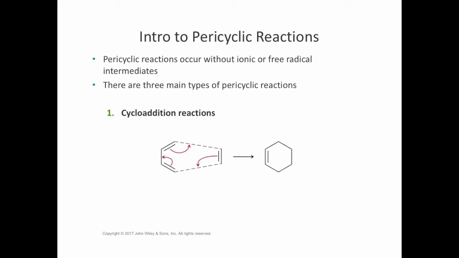This video discusses pericyclic reactions, which are reactions that occur through a cyclic transition state without ionic or free radical intermediates. And there are three main types. The first is the cycloaddition reaction. In this reaction, you're forming a ring, and you're forming two new sigma bonds and breaking two pi bonds. So here are the two new sigma bonds that you formed, and you lost two of the three pi bonds.